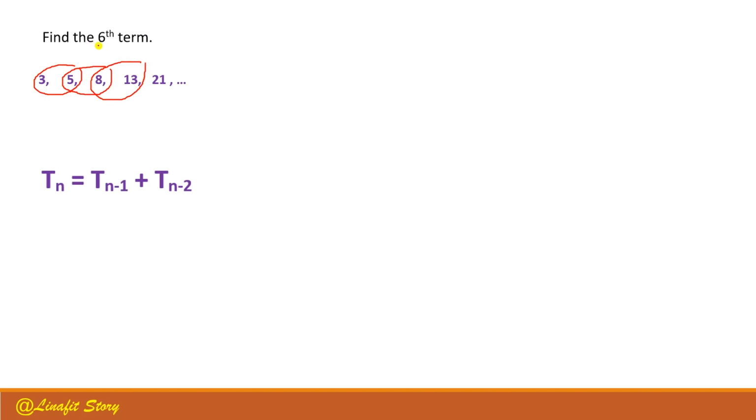So, to get the sixth term, C6 is equal to C5 plus C4. First, second, third, fourth. This is the fifth term, and here is the fourth term. So 21 plus 13 is equal to 34.